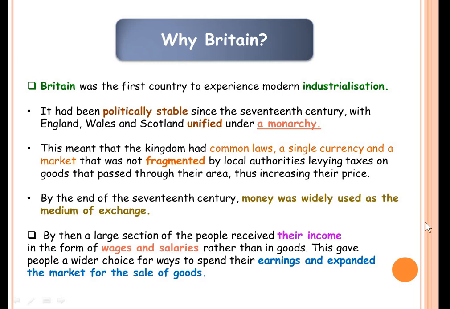This also gave people more options and more choice for ways to spend their earnings. Because when you get products in return, you will not have many options and choices. Now they knew how to spend their earnings and expanded the market for the sale of goods. So once they got the earnings, they could buy anything of their choice, and they used the earnings to expand their market for the sale of goods.